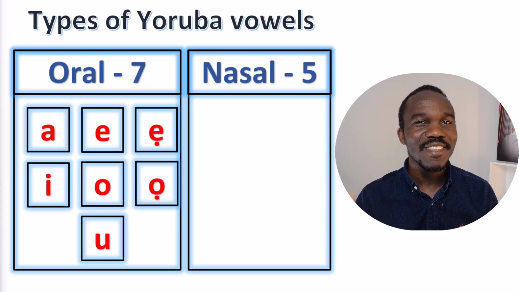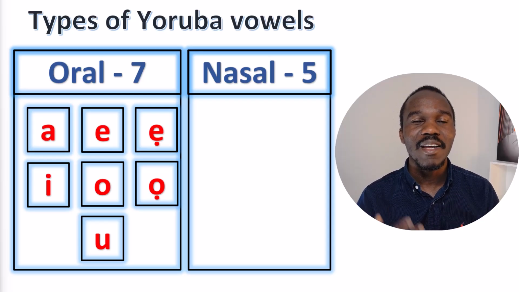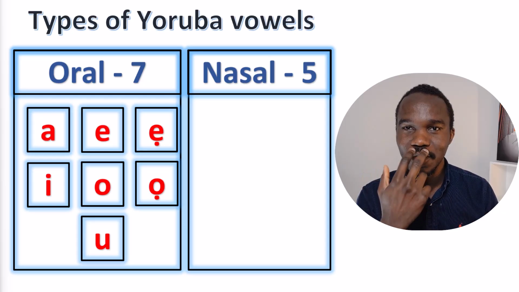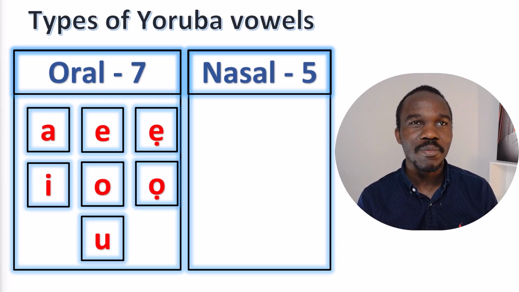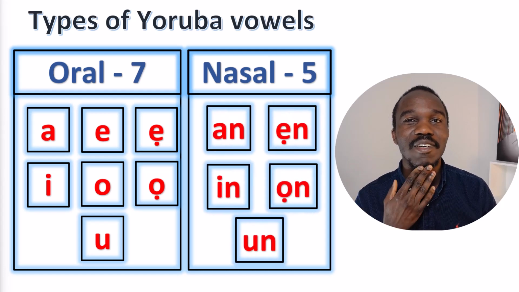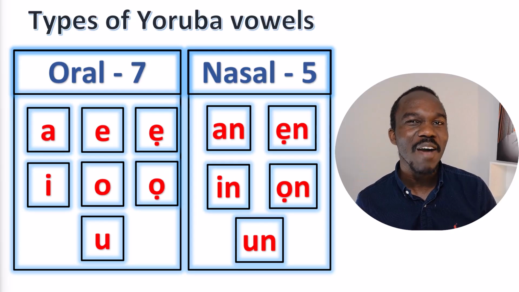So there is a step further beyond the oral vowels. We have the nasal vowels. Nasal vowels are vowels that come from the nose. When you hear nasal, think nose, okay? Those sounds come from the nose. We have 5 of them. These are the 5 nasal vowels that we have. So in total, we have 12 Yoruba vowels.